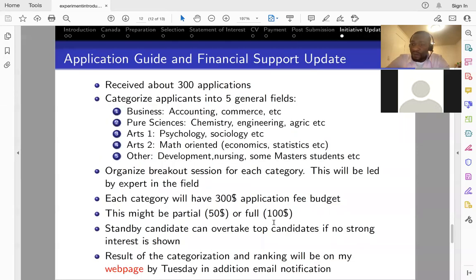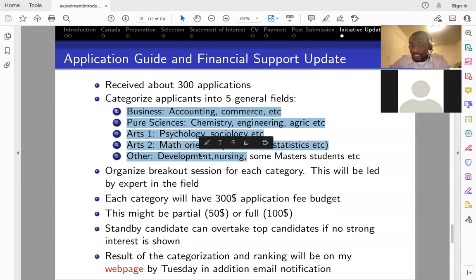Then in terms of the program that we are trying to provide you guys, so far I've received about 300 applications. I've categorized you guys into five categories. The business-related students: these are students who have accounting, human resource, commerce, and the rest. And I have the pure sciences. These are guys in chemistry, physics, engineering, and other related science programs.